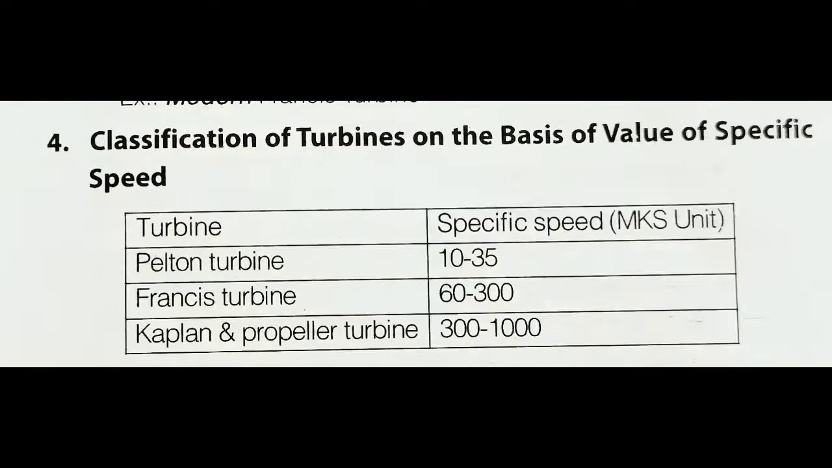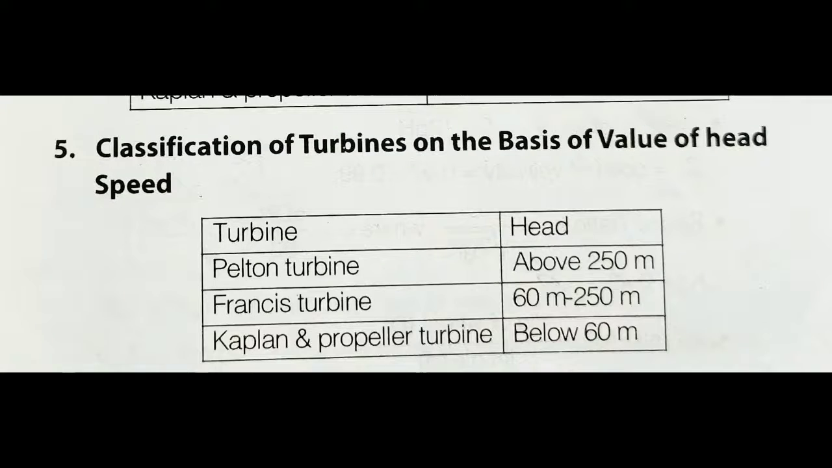Next classification is based on the specific speed. Very important. For the Pelton wheel, specific speed is between 10 to 35, in MKS units as mentioned there. For the Pelton turbine, it is between 10 and 35. For the Francis turbine, the specific speed is between 60 to 300. For Kaplan and propeller turbines, specific speed is between 300 to 1000. Classification of turbines on the basis of value of head.